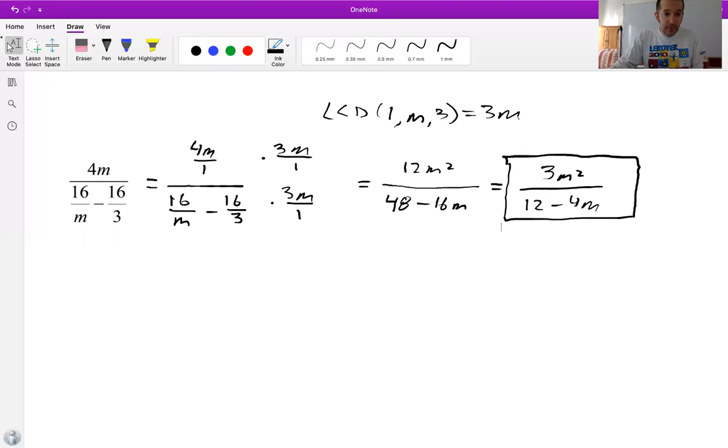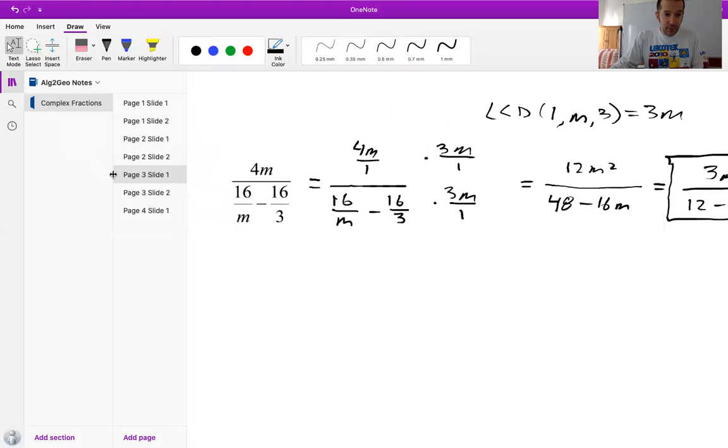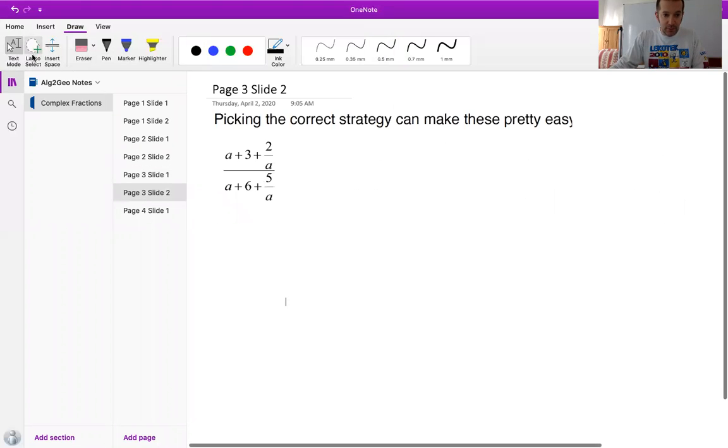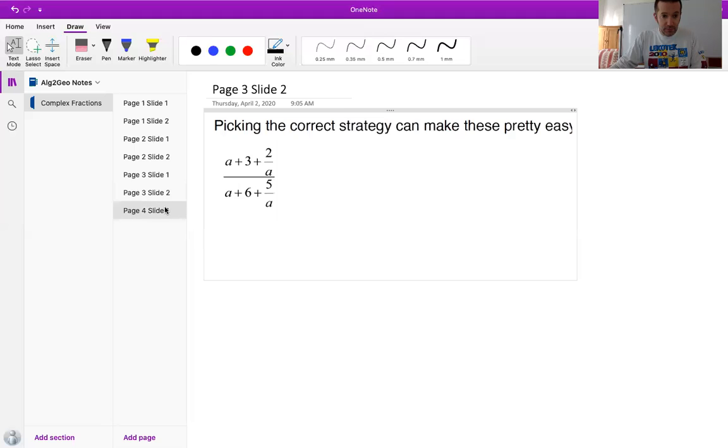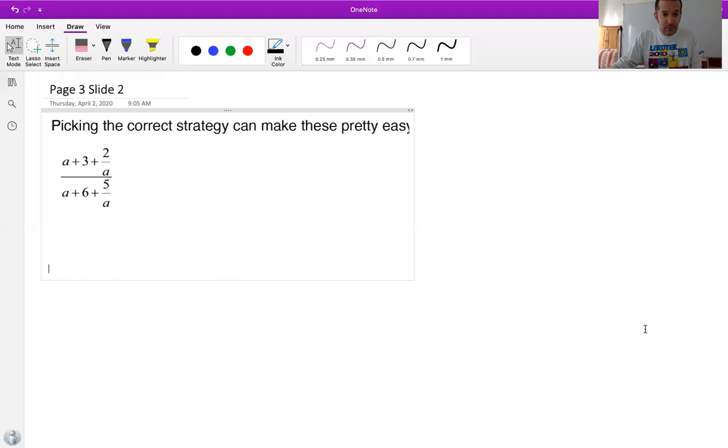Easy peasy. And I'll do this last one here, and then I'll maybe tackle the last page in a different video. Like I said, those are a little harder. There it is. So I wrote picking the correct strategy, which means not adding them together and then dividing, but the multiplying by the LCD trick.